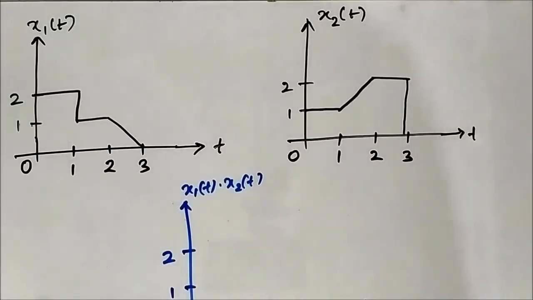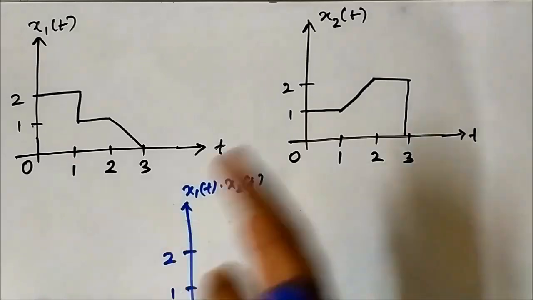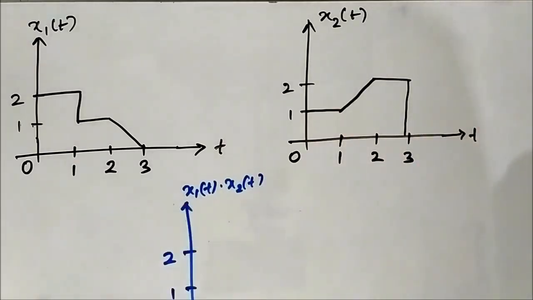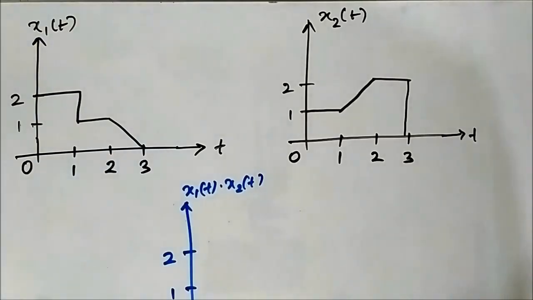So previously we performed signal multiplication on the basic signals such as step and ramp. In this video we are going to perform signal multiplication on some random signals of different shapes. So here we have two signals, x1(t) and x2(t), and we have to perform signal multiplication on them.